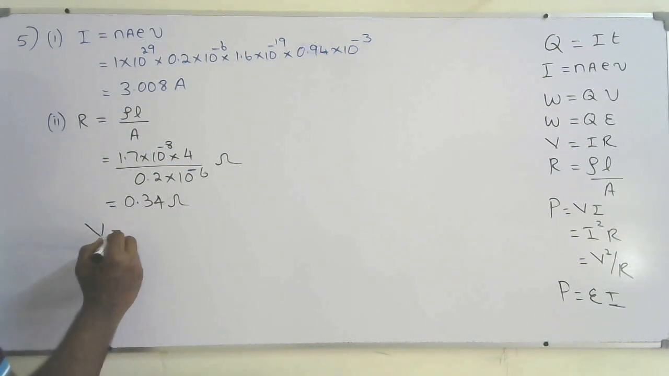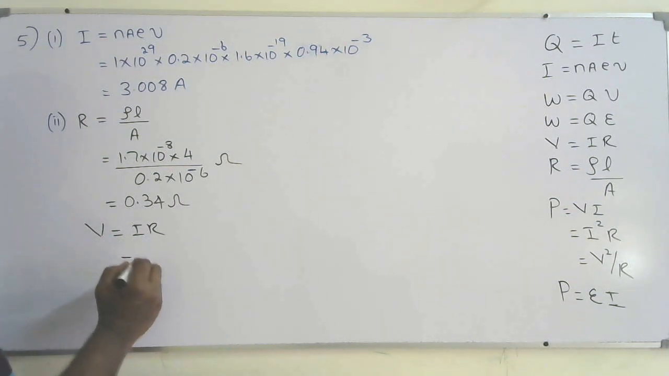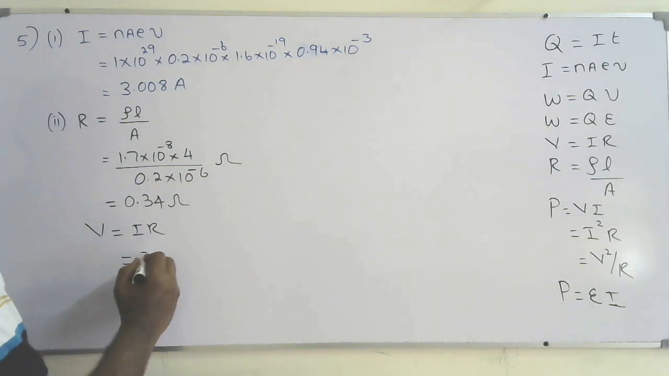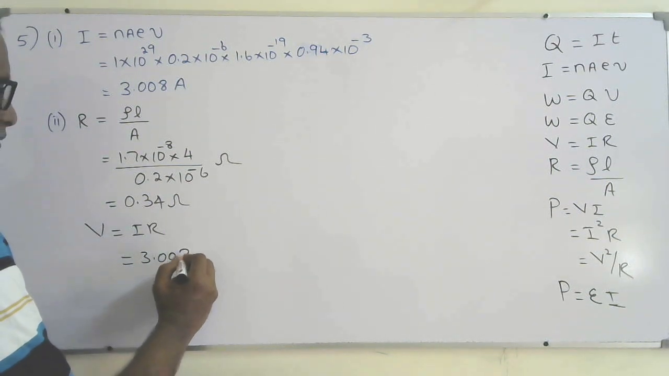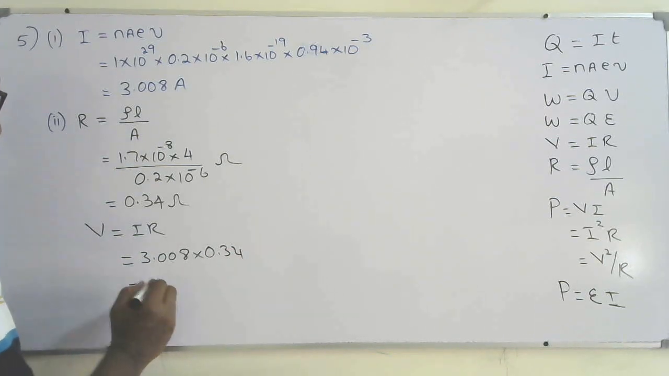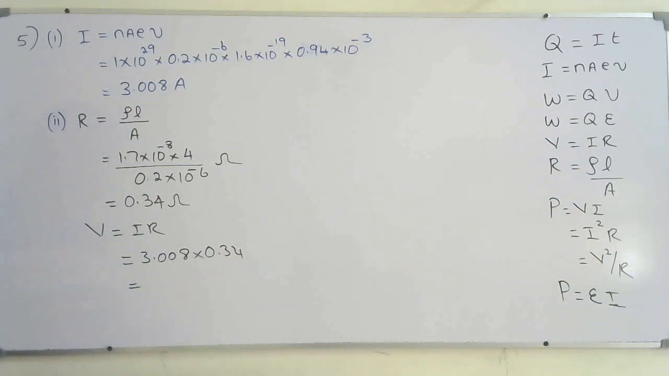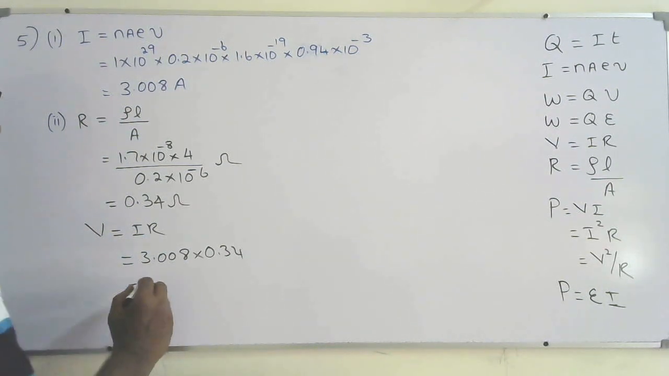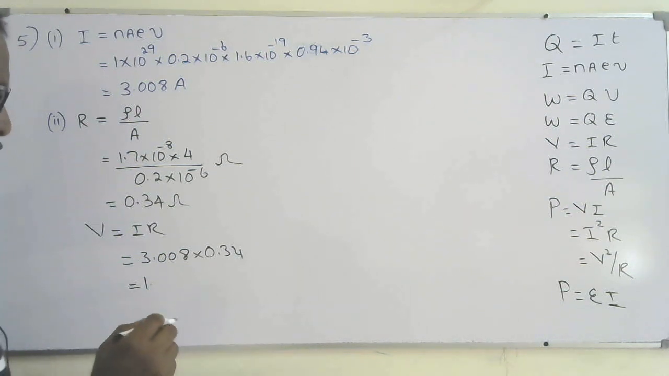Now you can use V equal IR for the wire. So the current we found is 3.008 into resistance 0.34. So that will be the voltage across the wire. That will be 1.023 volt.